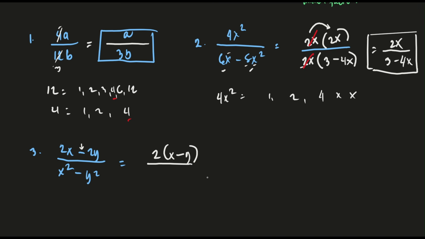Okay? For our denominator, observe that this is the difference of two squares. Right? Now, we know that the factored form of the difference of two squares is just x minus y and x plus y. Cancel out their common factor. Therefore, our final answer is just 2 over x plus y. Okay?